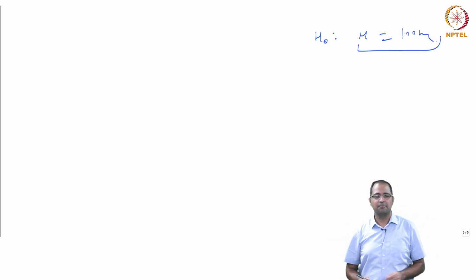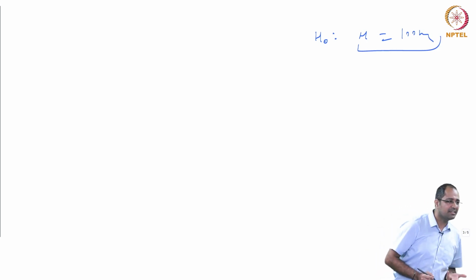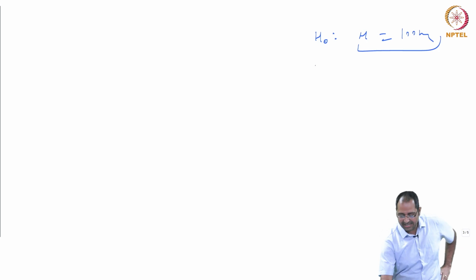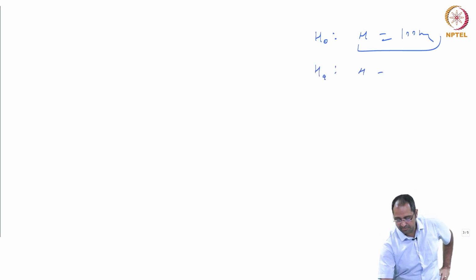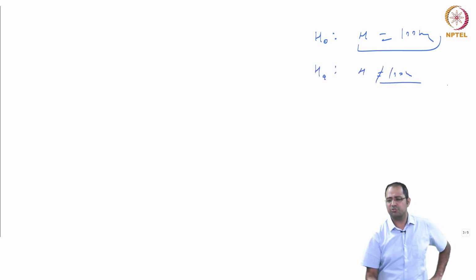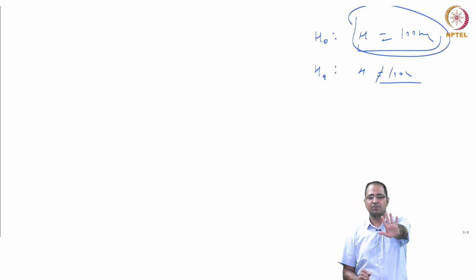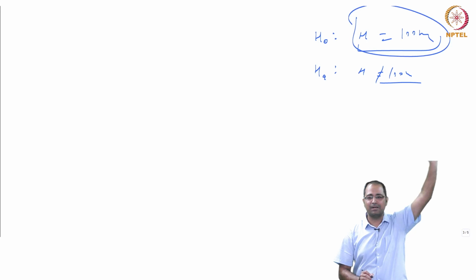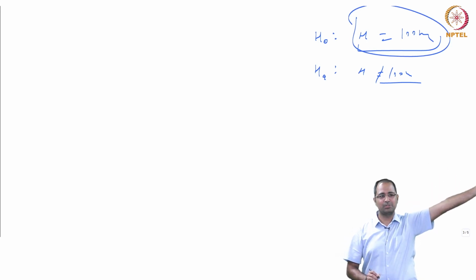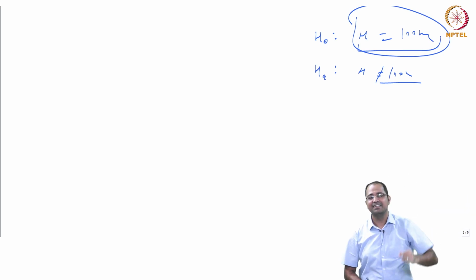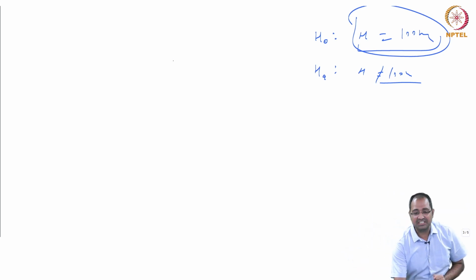So we do this: innocent until proven guilty, trust until proven that he is lying. And H alternate is mu is not equal to 100 meter. So I assume that the average height is 100 meter. Then that person went to my home to test his hypothesis. So what is his assumption? His assumption is that what the instructor is saying is true.